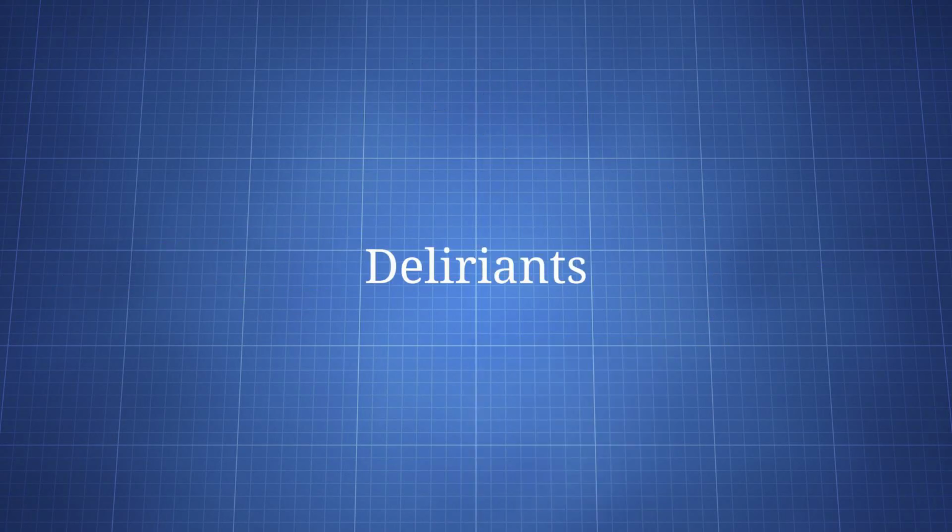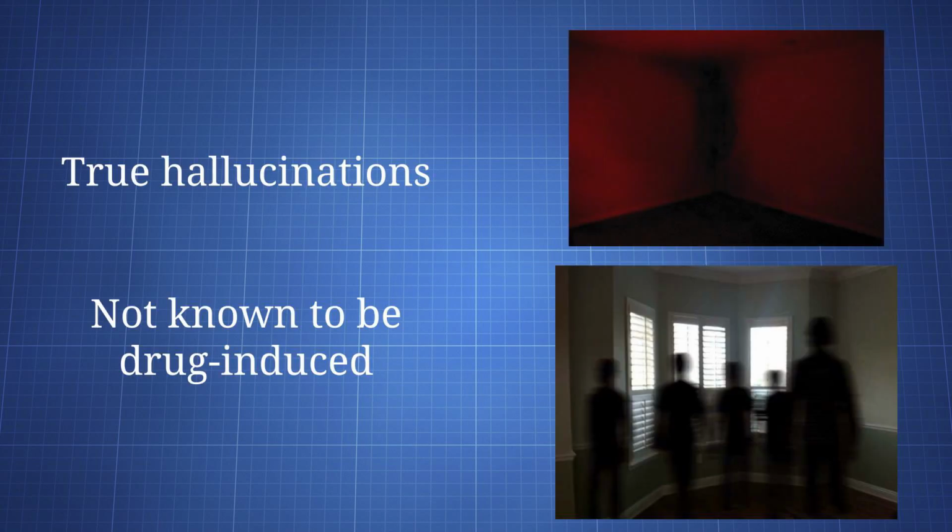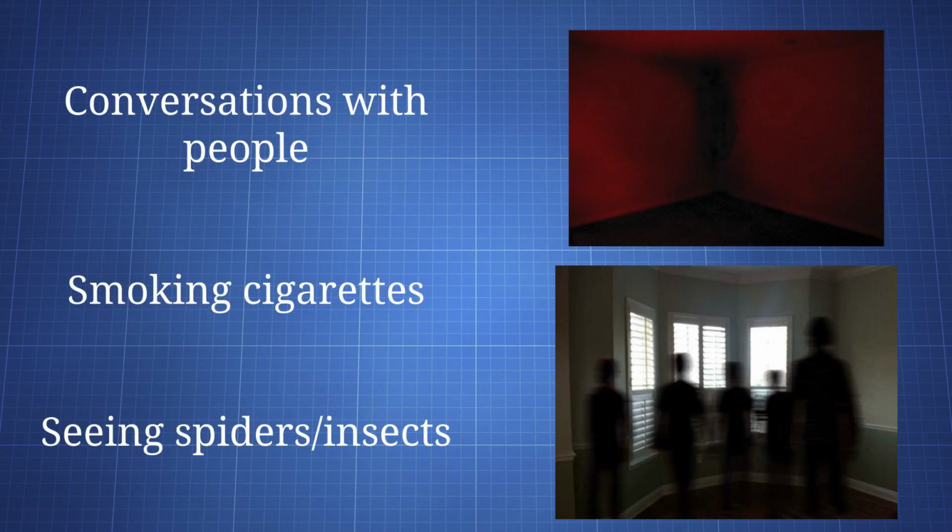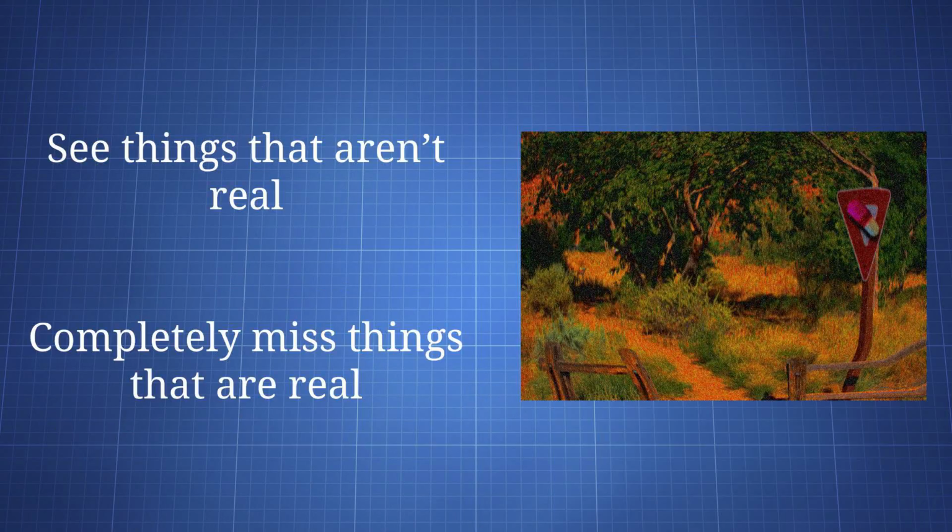Deliriants are, in my opinion, the most interesting group of hallucinogens. They are primarily known for their ability to create experiences that include true hallucinations, which the user does not realize are drug-induced. It is possible to have a full conversation with an entirely non-existent person, smoke a cigarette that does not exist, and see spiders or insects which have no basis in reality. At any given time, the reality you are seeing could include things that don't really exist, or it may be lacking things that really are there, such as cars or doors.